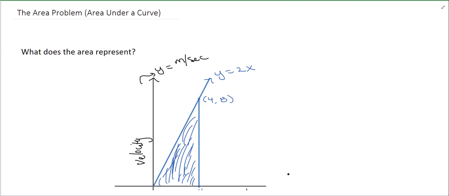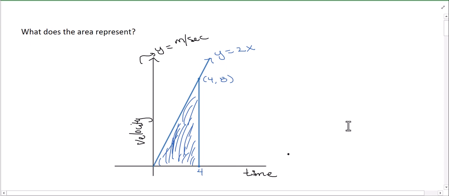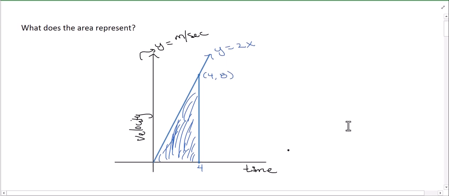Hi there, in this video we're going to start discussing the area problem. So we're entering chapter 5 and one of the questions is, what does the area represent? Which area? The area under a curve. To start posing the problem, we are going to look at what the area under the curve means when the curve is velocity.